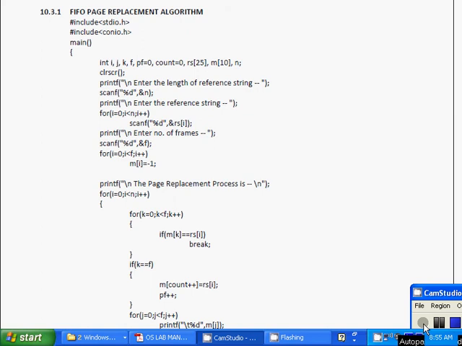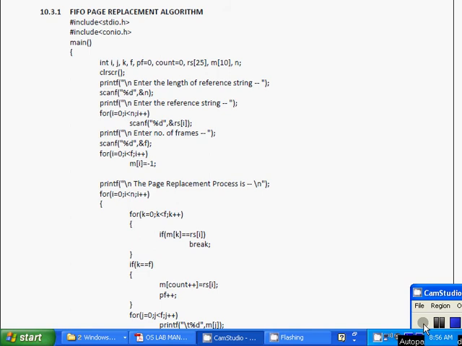We evaluate an algorithm by running it on a particular string of memory references and computing the number of page faults. The string of memory references is called a reference string. We can generate reference strings artificially or by tracing a given system and recording the address of each memory reference. The latter choice produces a large number of data.